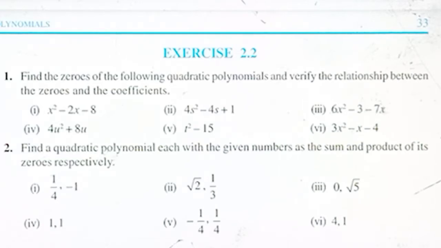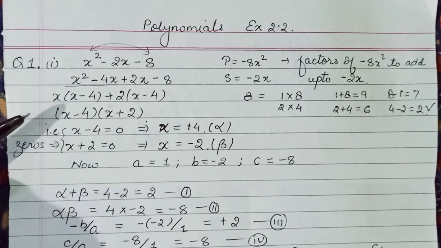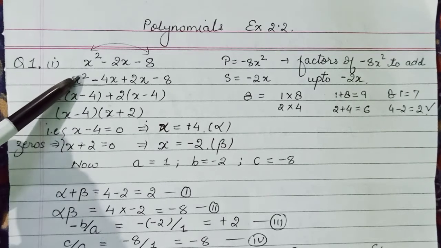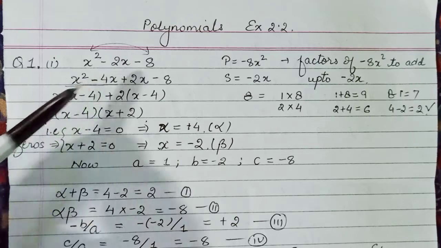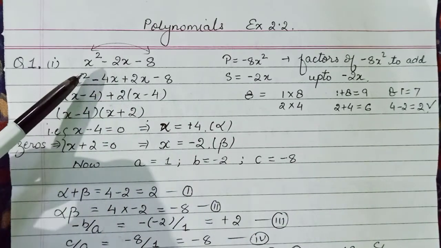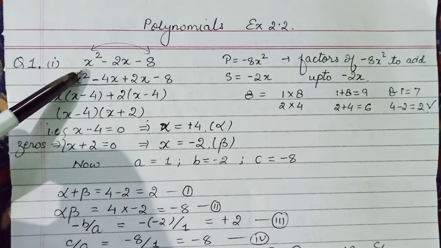Let us take exercise 2.2 from the NCERT book, which says, first question, find the zeros of the following quadratic polynomials and verify the relationship between the zeros and coefficients. So the first question, first part, the polynomial given to you is x square minus 2x minus 8. So we have to factorize this.